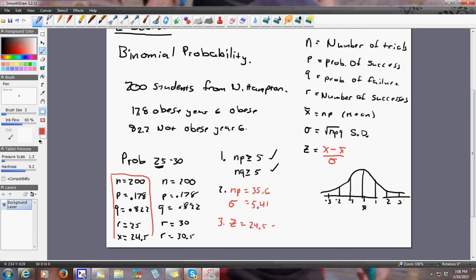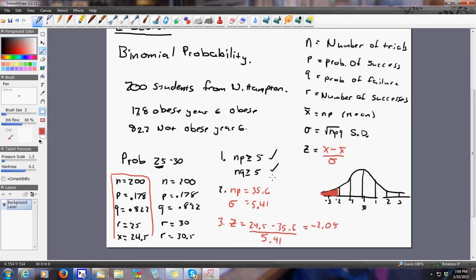minus my mean, which was 35.6, over 5.41. And if I do that on my calculator, 24.5 minus 35.6 divided by 5.41, make sure you pay attention to order of operations. My z-score is negative 2.0517. Now, negative 2.05 is going to be someplace right around here. And what I'm going to do is find the probability all the way up to here. It's the area underneath this curve.